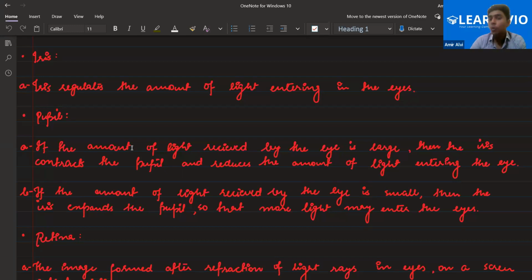Suppose more light is entering, so the pupil will shrink to avoid any harm to the eye, so that the intensity of light will not harm. It will reduce the intensity of light by shrinking. And if the amount of light is low, it will expand so that more and more light could enter into it.